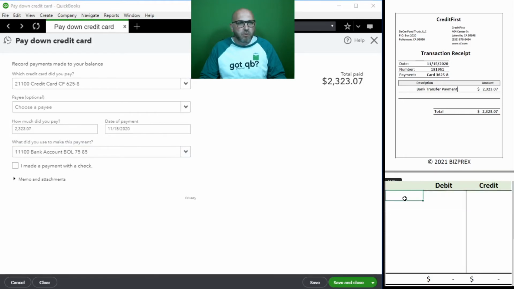However, it is both a debit and a credit. Let's make sure we understand what's happening. Our credit card account is a liability. Liabilities go down when they're debited. So here it is. Our bank account, 11,100, is in assets. Assets go down when credited.